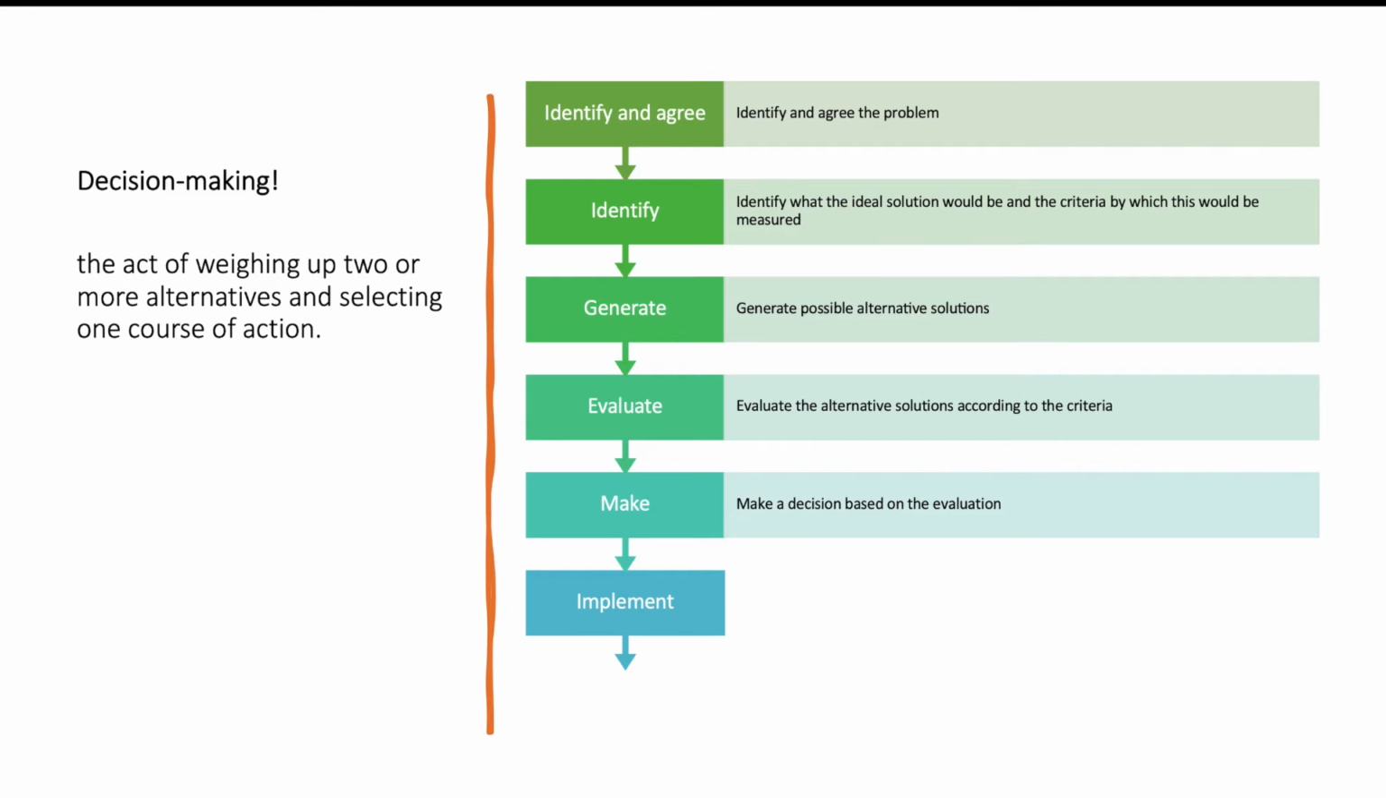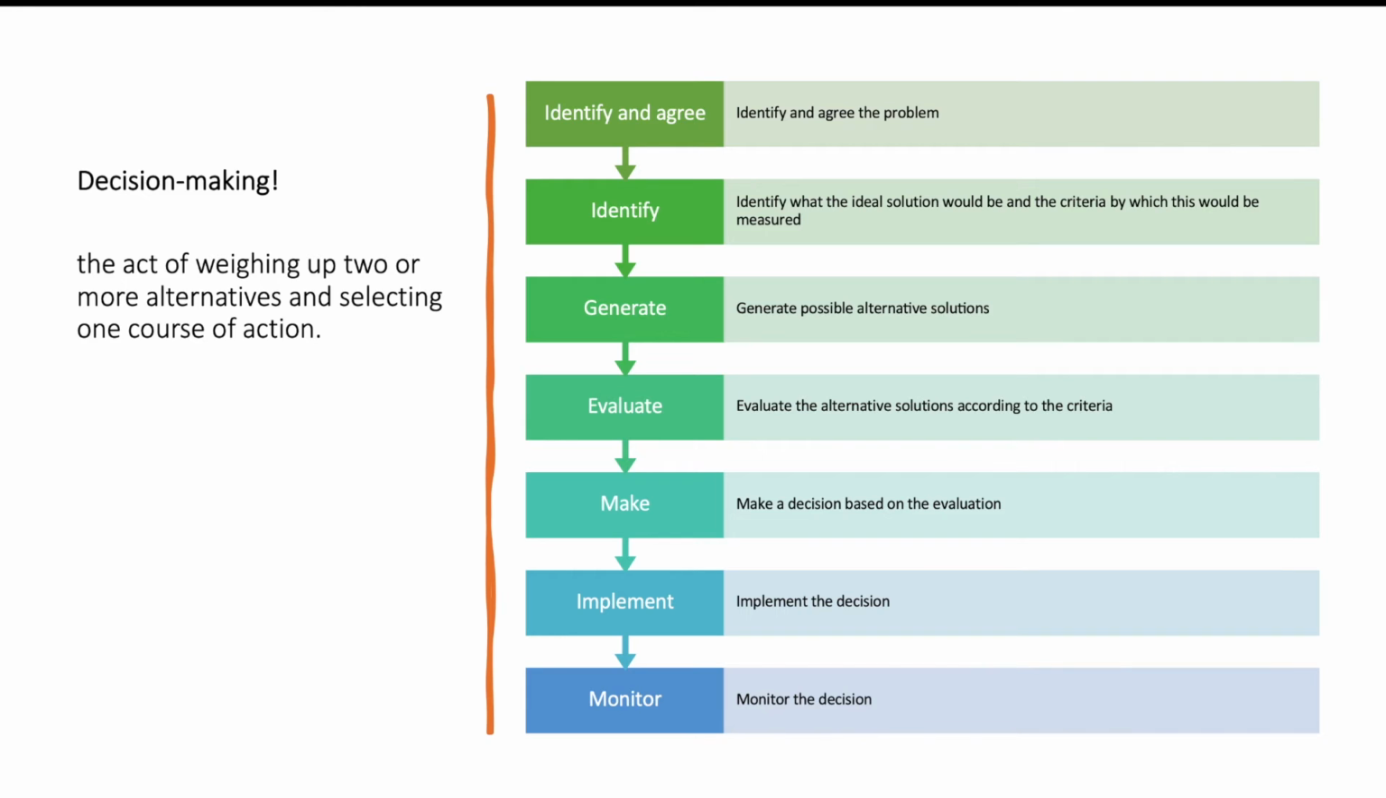Now you have to implement that decision. The decision making doesn't end there, it ends on monitoring. What is monitoring? Monitoring is actually monitoring the decision. If you find that this thing is not working, you have to adjust it a little bit, or maybe change it entirely. That is up to you, depending upon the situation and where the thing is working.